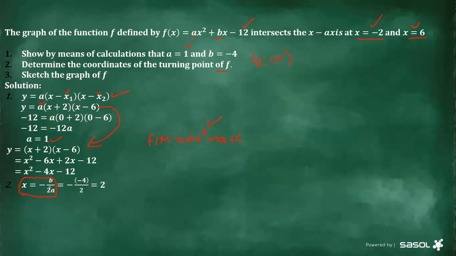All right, then you can see we have just determined that the value of x of the turning point is positive 2. Then to get the y value, you're going to substitute this into the original equation, and where you see x, just substitute 2. The answer is going to give us negative 16. That is the turning point. So the turning point now is 2, negative 16.